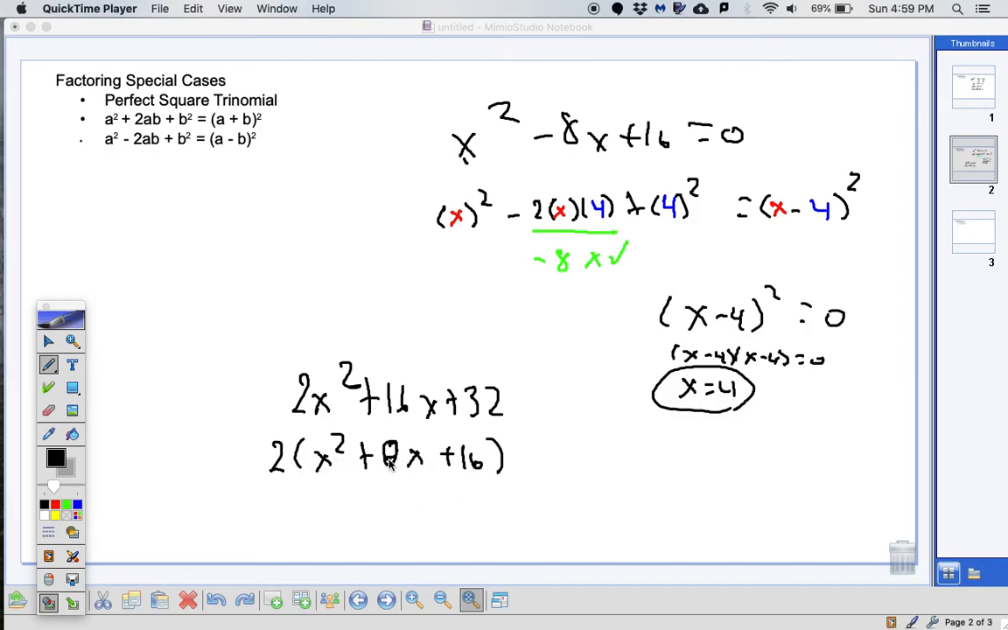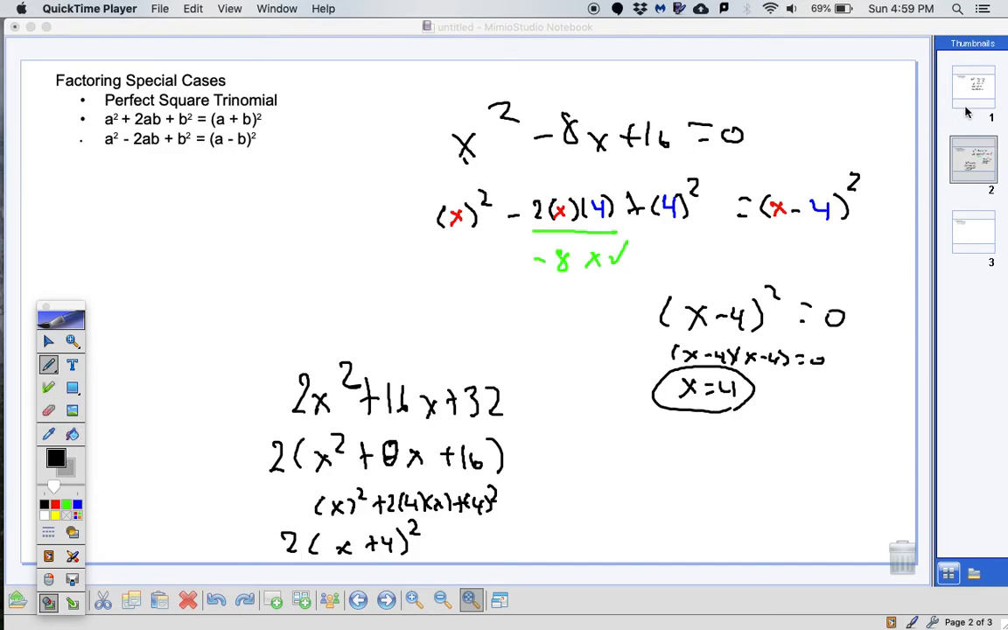And then I can look at trying to do this. And in this case, you're going to end up with x, because x squared is here. And this is twice. When I multiply this, it is going to be 4 and x, which ends up being that 8x. And this is going to be our 4 squared. So this would be the 2 from out here. And this is going to become x plus 4 squared.